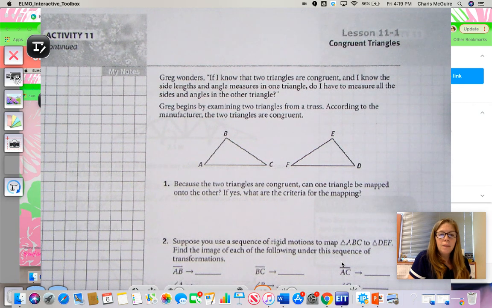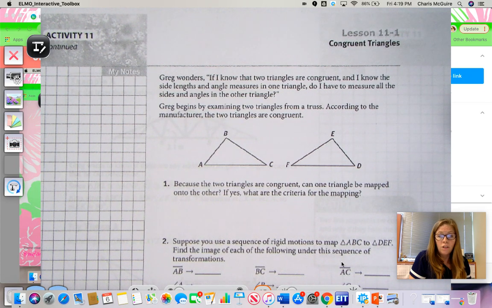Greg begins by examining two triangles from a truss. According to the manufacturer, the two triangles are congruent. All right, so it says because the two triangles are congruent, can one triangle be mapped onto the other? So they're basically asking us, is there a transformation that has been done where you could map ABC onto EFD?